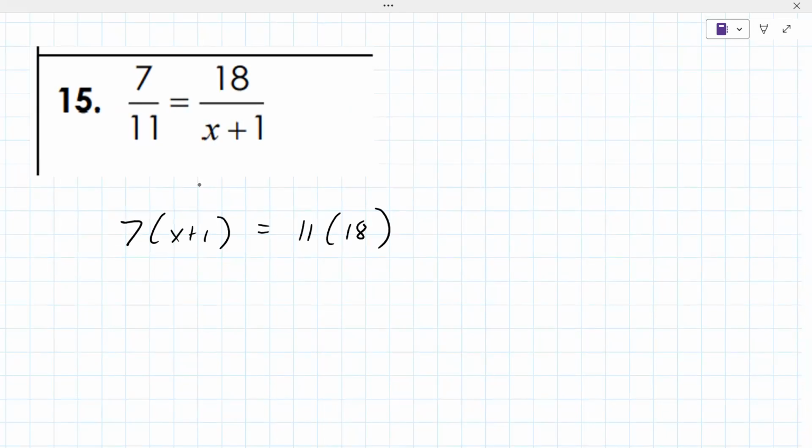You remember how to solve something like this from the previous lesson? Okay, so you distribute that 7 in. 11 times 18 is 198. And I'll let you solve it from here. Go ahead and give me that x value when you're all done.